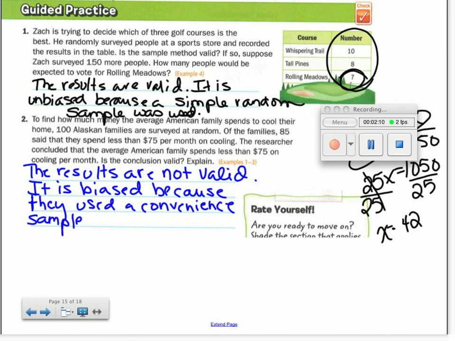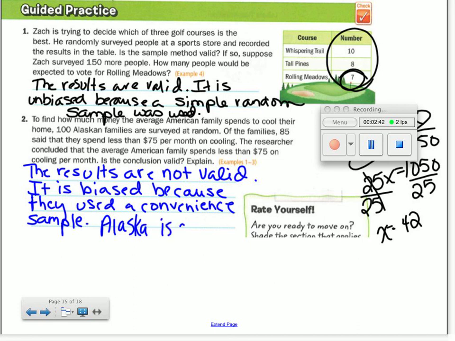Now, does anyone have any ideas of why, besides it being convenience, why would these results really not be good? And we kind of mentioned it already. Yeah. Because they're like, what about the people in like Florida and stuff? Exactly. What about the people in Florida? Alaska is such a cold place. They probably don't have to cool very often. So a lot of kids were writing, Alaska is a cold state. And that's kind of their reasoning why it's not a very good, accurate one. So Alaska is a cold state.